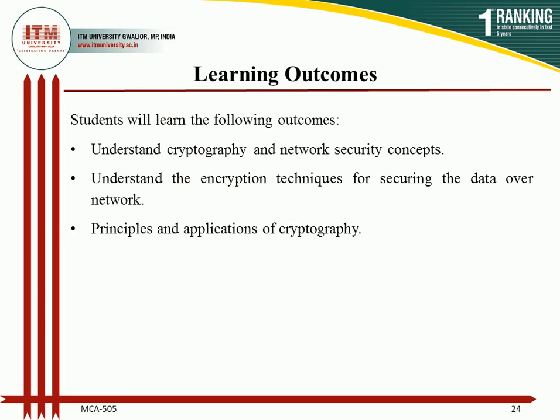Talking about the learning outcomes, what we have learned today: on the basis of today's lecture, you will easily understand the basic concepts of cryptography, also called network security concepts, like authentication and confidentiality, the purpose, characteristics and applications of confidentiality. Also you have understood encryption techniques. Today we discussed 2 techniques, the Caesar cipher and monoalphabetic cipher, which are used for securing our data over the network, right?